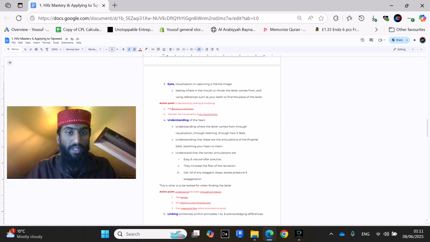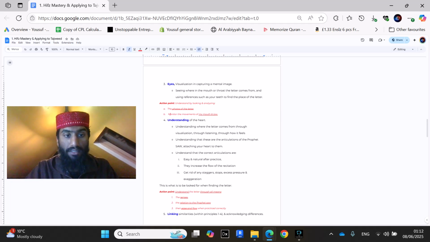the diagrams of the articulations, and by monitoring the movements of my own mouth and my jaw, okay, in live visualization. Monitor how I move my mouth and my jaw, so you can know and understand how this letter is emitted properly.